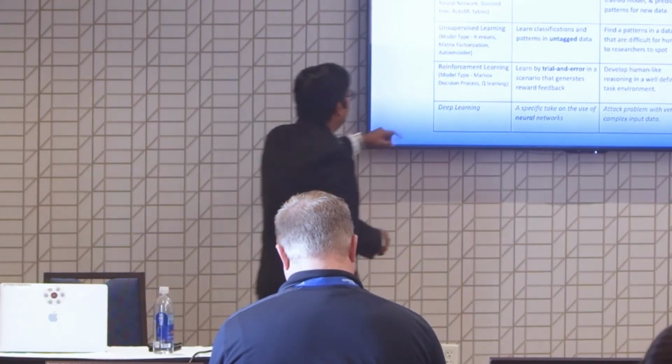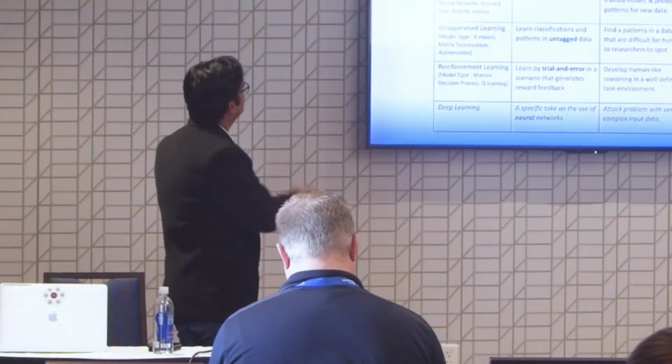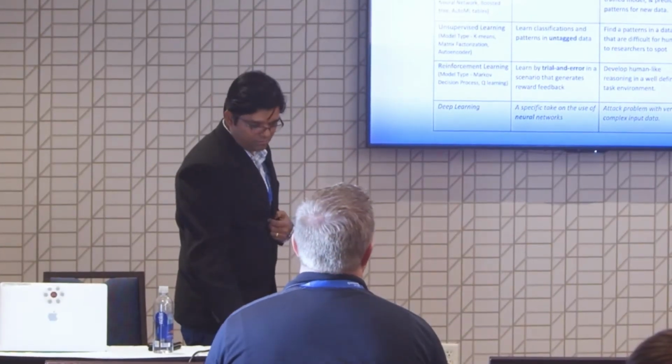When we talk about deep learning, it's actually part of each section. It comes under supervised, unsupervised, and reinforcement learning. So these are the main categories and use cases where you can find machine learning.